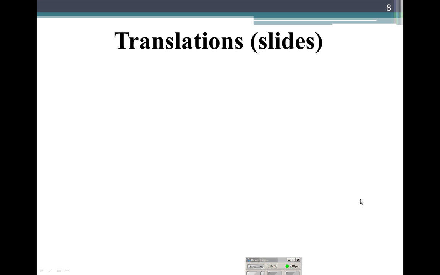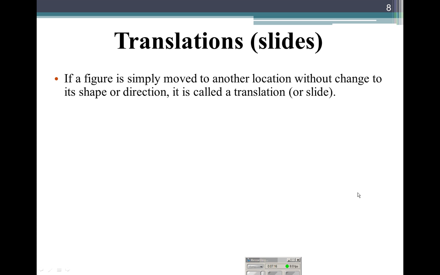Translations are also called slides because you don't turn it or flip it, you just slide the figure over. If it's simply moved to another location without change to its shape or direction, it's called a translation.